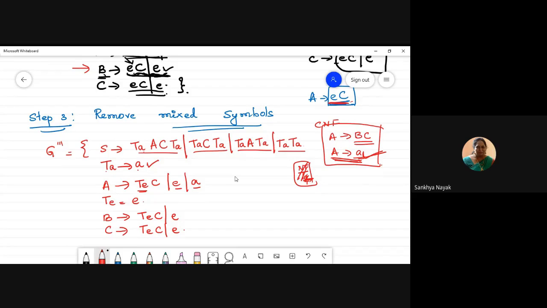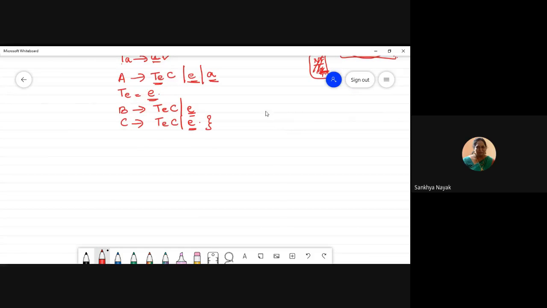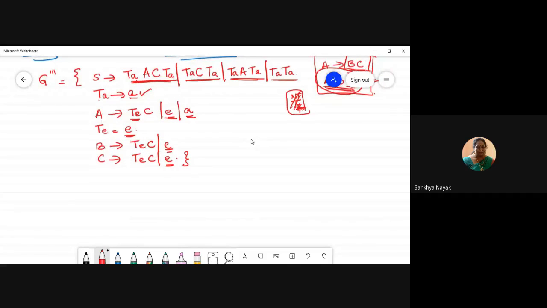Now you can see on the right hand side, we either have only non-terminals or a single terminal. Those which came into single terminal format are already following the rule. Now the others which have only non-terminals, I have to bring them to only two non-terminal format. So I'll apply step 4. What is step 4?